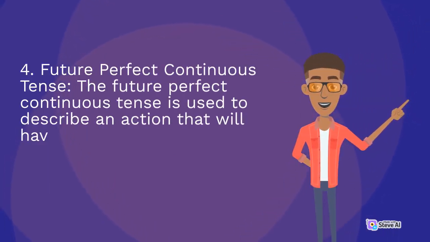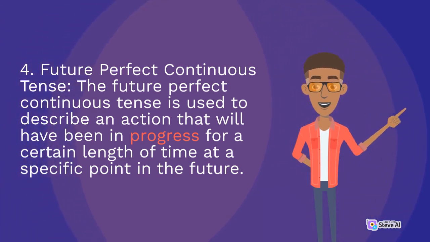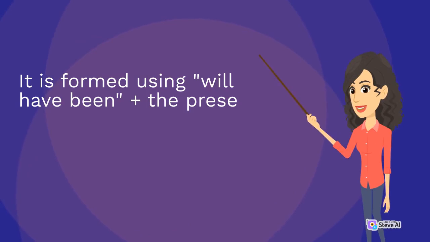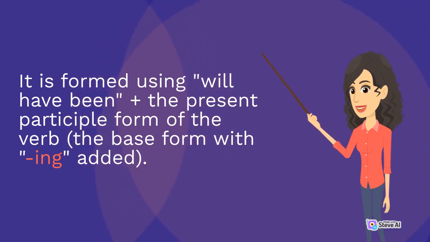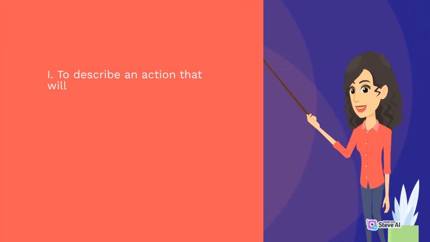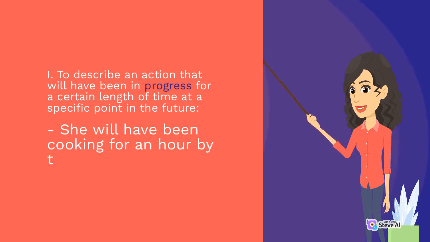4. Future perfect continuous tense. The future perfect continuous tense is used to describe an action that will have been in progress for a certain length of time at a specific point in the future. It is formed using will have been plus the present participle form of the verb, the base form with ing added. I. To describe an action that will have been in progress for a certain length of time at a specific point in the future. She will have been cooking for an hour by the time you arrive.